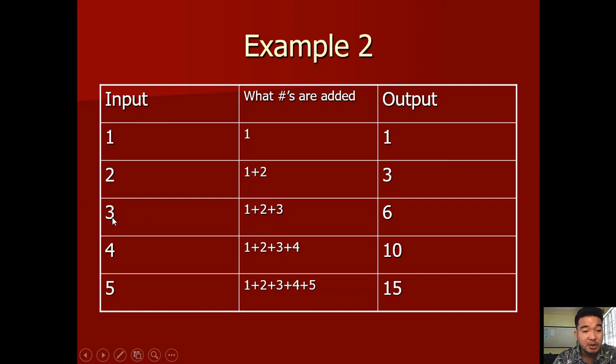Input, how many numbers do we need to add? 3. And those are 1 plus 2 plus 3, and that is 6. Then for the input, how many numbers do we need to add? 4. And those numbers are 1 plus 2 plus 3 plus 4, and the output or sum is equal to 10. And then for the fifth one, we have to add 5 numbers, and those numbers are 1 plus 2 plus 3 plus 4 plus 5, and the output is equal to 15.